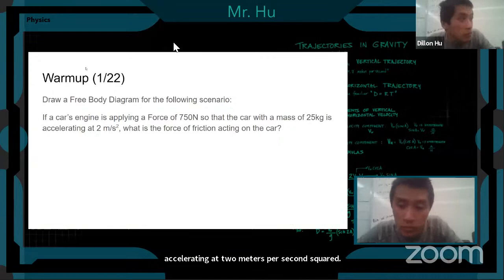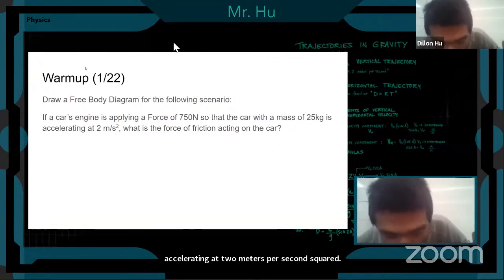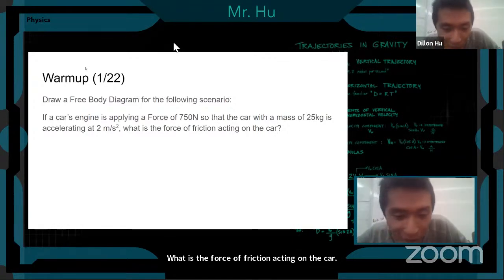Is this warm up on an assignment somewhere, or should we just be doing this on a separate piece of paper? You can just do it on a piece of paper or something. It's not on any particular document or anything.